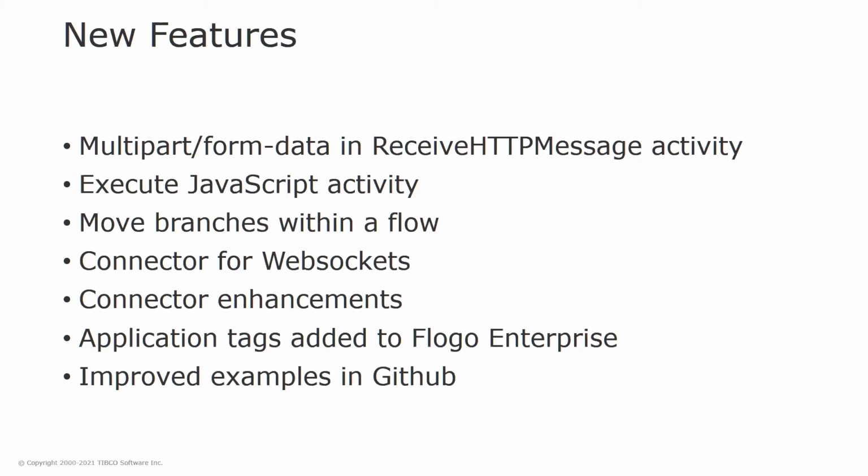Also now, when you're using the designer in Flogo, it's going to be easier to move things around. You'll be able to move entire branches within a flow. We have a new connector for WebSockets, both on the server side and the client side. We also have some connector enhancements. And additionally, the product team has done a new upgrade of all of our examples in GitHub. So a lot of good stuff over there, both in terms of some sample flows, some sample connectors, some sample code. So you really want to head over there, and it's a really great way to supplement the documentation that we have.